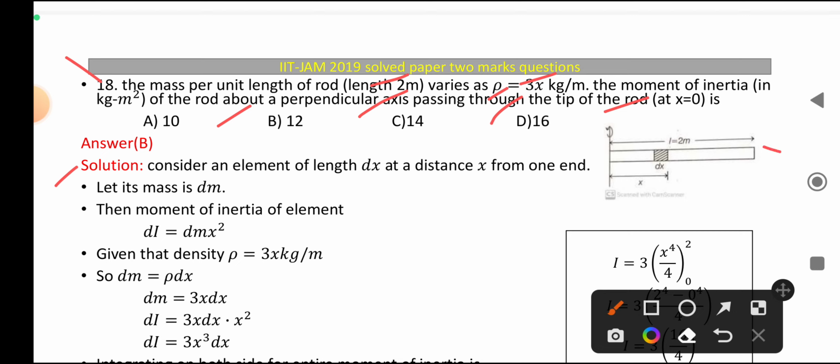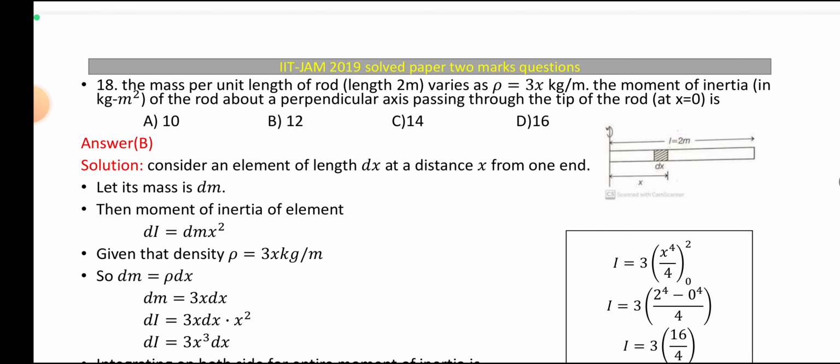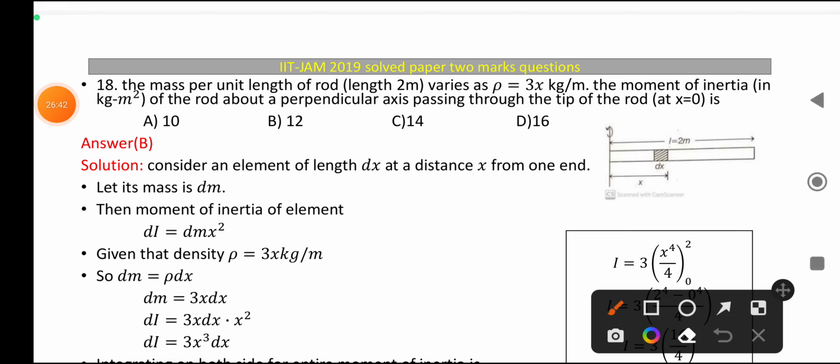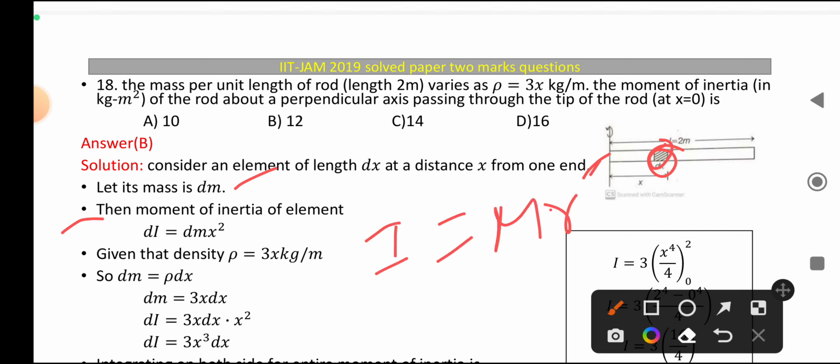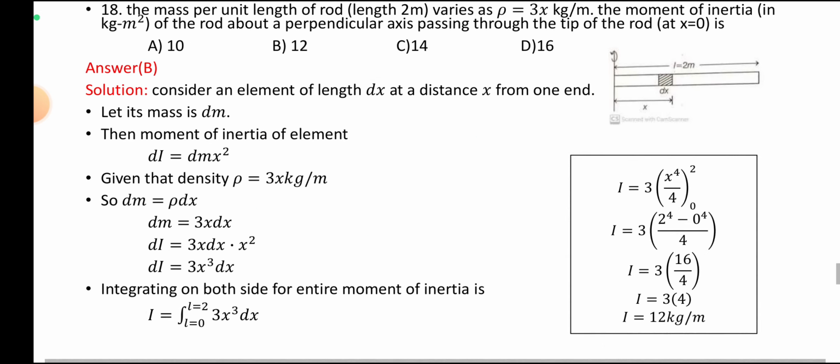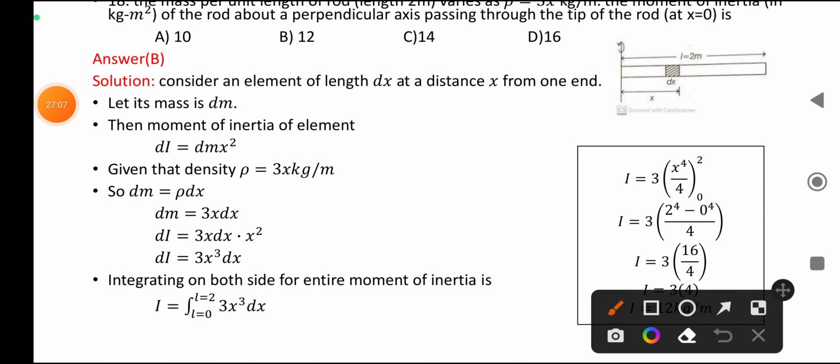So, solution. Length is 2 meter, given in the question. Consider an element of length dx at a distance x from one end. So here one small length is taken at a distance x from one end. Let its mass, the mass of this small length, be dm. Then the moment of inertia: I is equal to mass into distance square. So the mass is a small mass and the distance is x, so x square. Given that rho is equal to 3x.